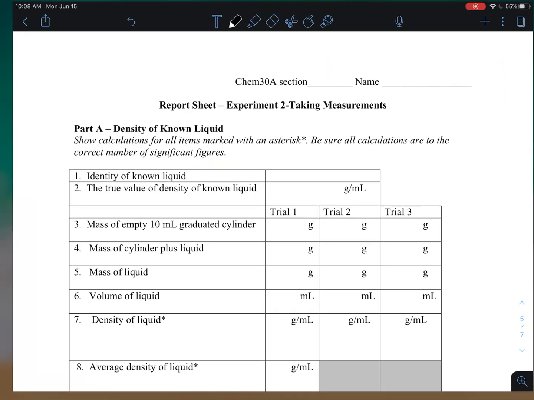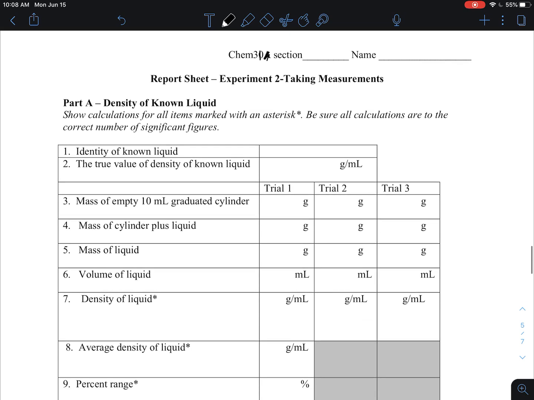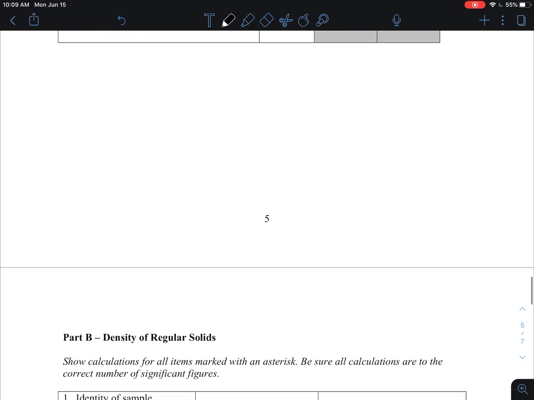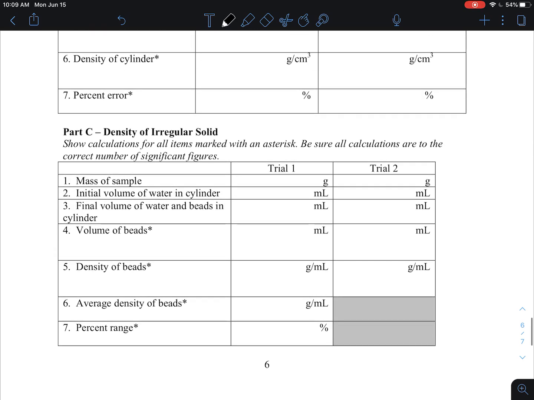So then here, this is the sheet that you have to turn in. Make sure that you write your section, and this is Chem 31, whoopsies, and your name. So, density of the known liquid. Anything that has an asterisk is where you'll be showing your calculations, with the correct number of significant figures. Fill in all of your numbers given to you from the procedure, making sure you can show all of your work here on the side, and that you have the correct number of sig figs.